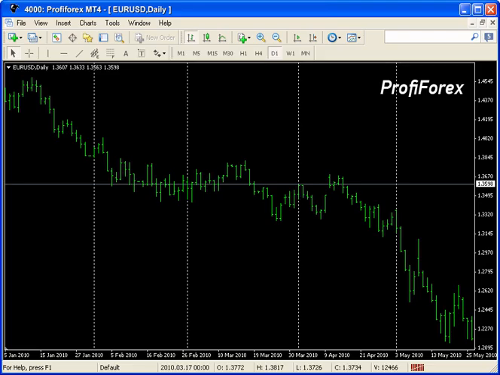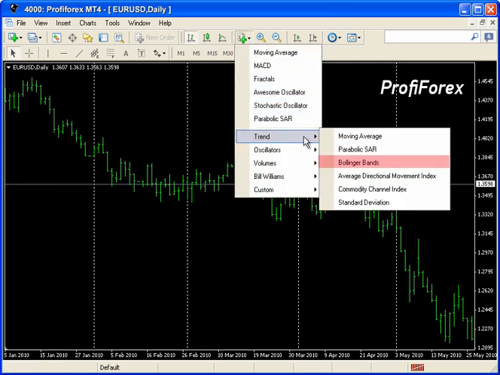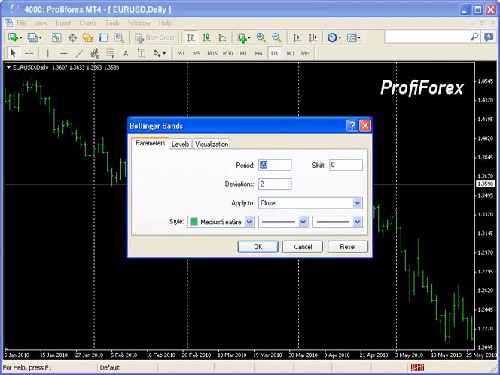To apply Bollinger Bands to the chart, press the Indicators button on the toolbar and choose Trend, Bollinger Bands. Subsequently, the window where we can change the indicator's properties appears. Here we can choose the settings for the averaging period, method, shift, deviation and visualization.